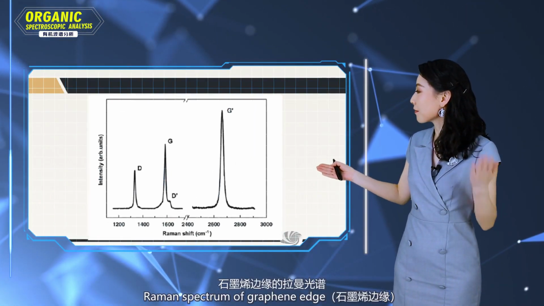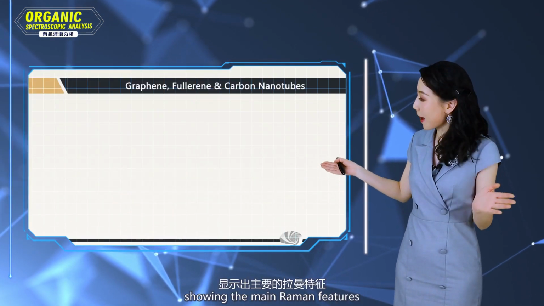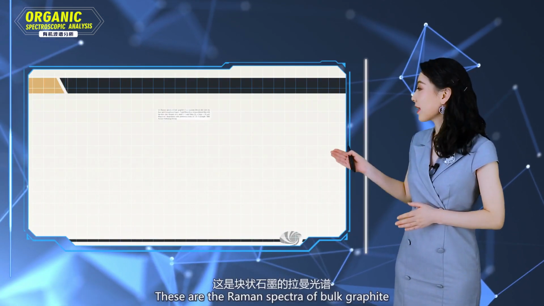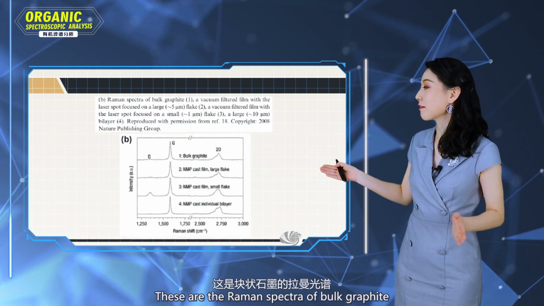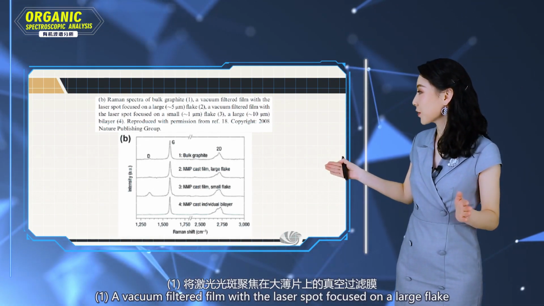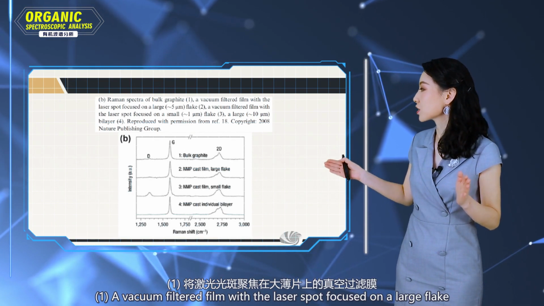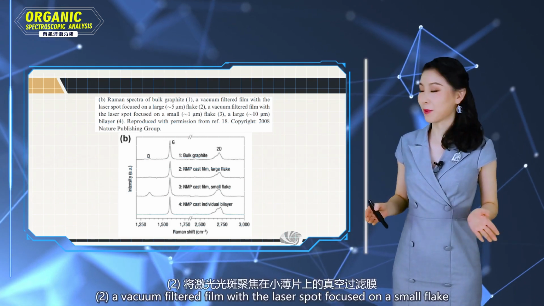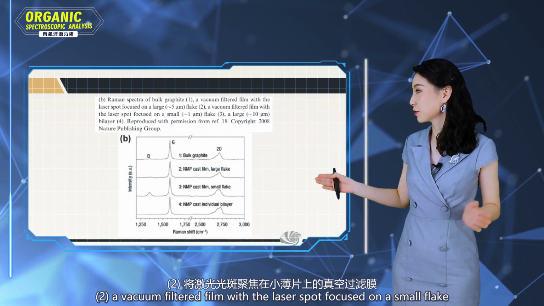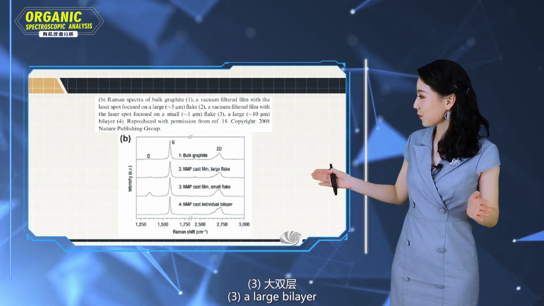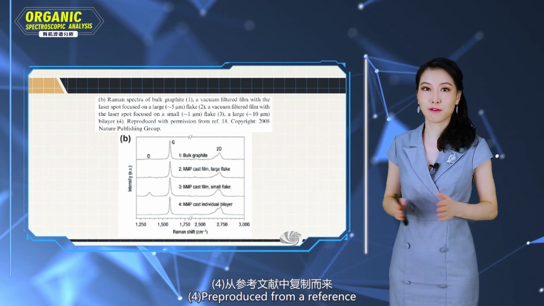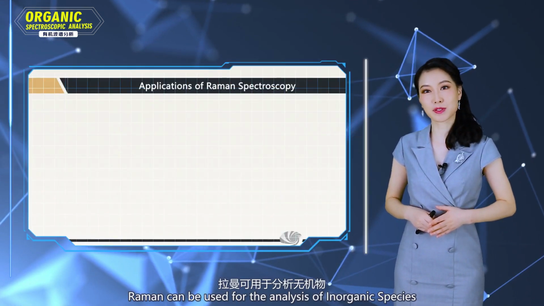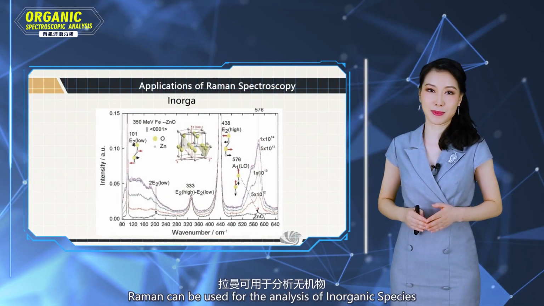Here is a Raman spectrum of a graphene edge showing the main Raman features, the D, G, and G' bands. There are also Raman spectra of bulk graphite. 1. A vacuum filtered film with a laser spot focused on a large flake. 2. A vacuum filtered film with a laser spot focused on a small flake. 3. A large bilayer. And 4. Reproduced from a reference. Raman can be used for the analysis of inorganic species.